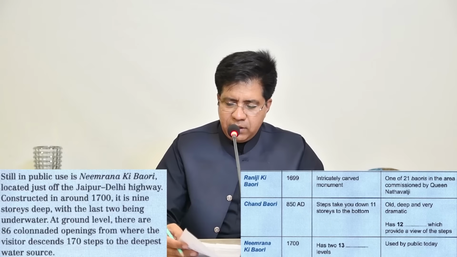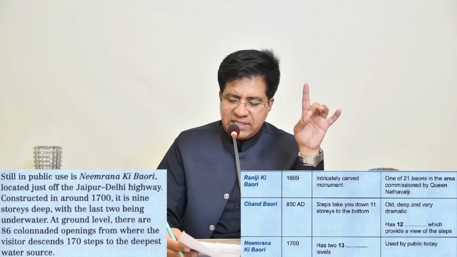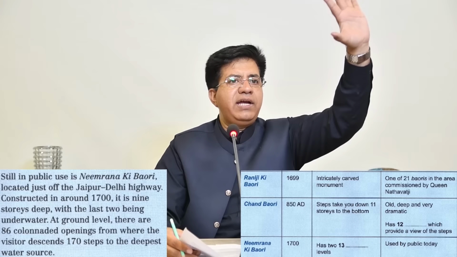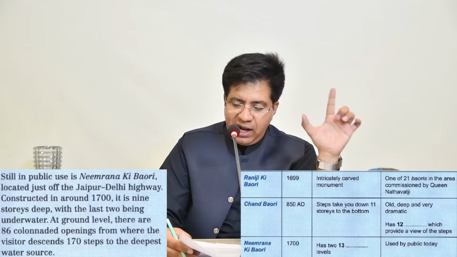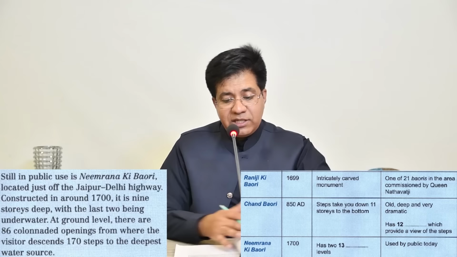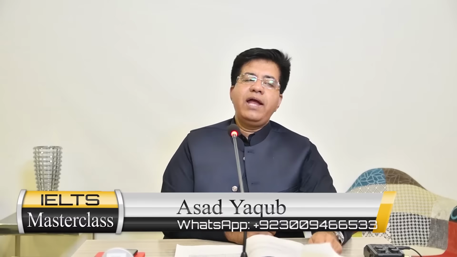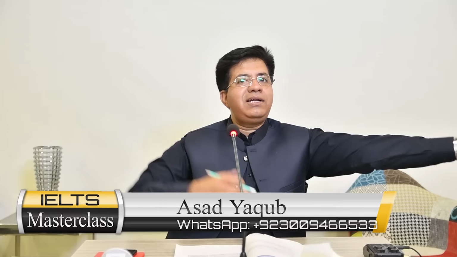Has two dash levels. Now, please go back. 1700. Found it? Yes. Second last paragraph. I'm reading second last paragraph from third line. Constructed in around 1700. Found it? Yes. Okay. It is 9-story deep with the last two. What does last two mean? Last two stories with the last two being underwater. So two levels are underwater. Answer is? Underwater. And will you write it as one word or under water? One word. Underwater. Okay. Got it?